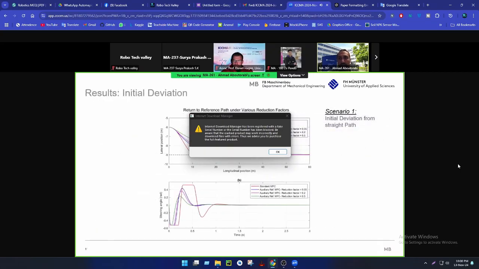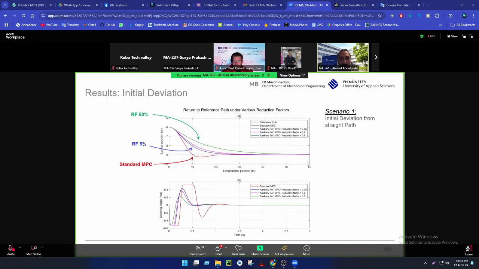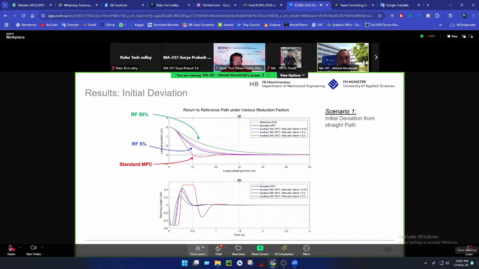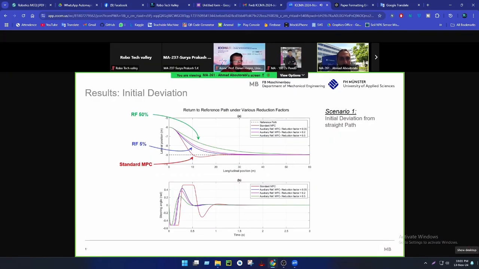So this plot shows the result from scenario one, in which we had initial deviation. As you can see, a standard MPC has oscillation around the reference line, but with three different runs and simulations with three different reduction factors, we remove the oscillation. It's our proposed model. And in the blue diagram, as you can see, the red plot, which depicts the standard MPC, has abrupt steering, but the other method, which uses the auxiliary reference method, depicts a lower amount of steering.